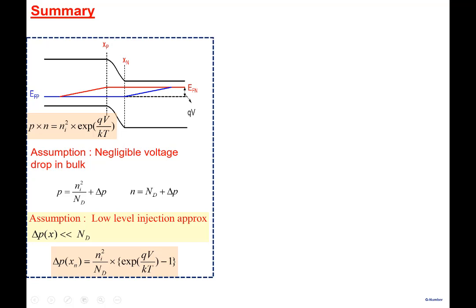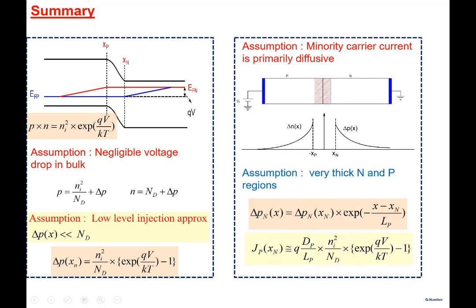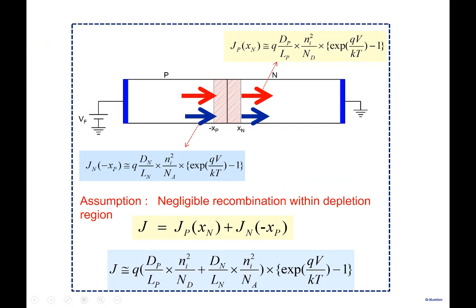The next one is low level injection, which we just saw, which allows us to write delta p(xn) as ni squared over Nd exponent qV by kT in this form. Minority carrier current is primarily diffusive. We've been making that assumption because everything is in terms of hole current here and electron current here, minority carrier currents, and we are writing them as diffusive. And we are assuming very thick N and P regions, so we've been able to write it like this, exponent minus x, and this assumption. We have also said that the hole current here and the hole current here are the same by neglecting recombination. Similarly, the electron current here and the electron current here are the same. So we are neglecting recombination within the depletion region.